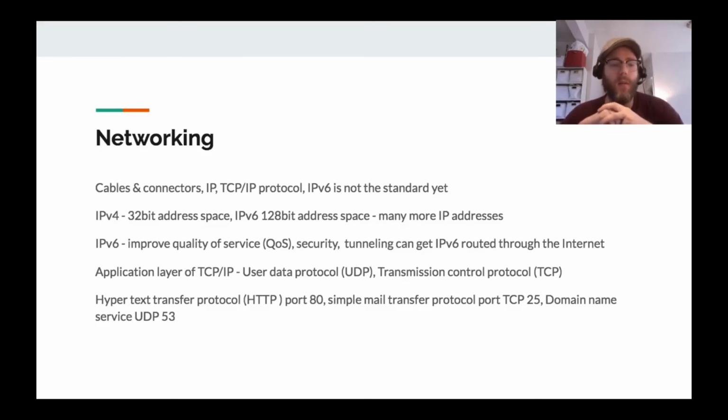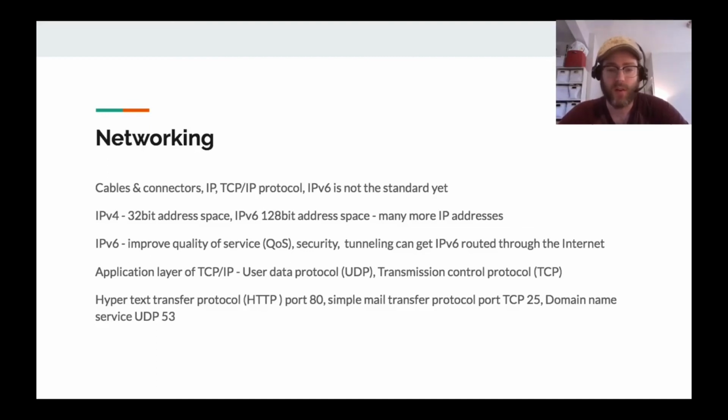Networking. You're going to have cables and connectors, obviously. You're going to have the TCP/IP protocol. Most devices are going to use IPv4, but they will also support IPv6, but IPv6 is not the standard yet. But it has a much bigger address space, so you're not going to run out of addresses, which is why they went to IP version 6, because the internet is running out of IP addresses with IP version 4. IP version 6 has some improvements as well, like quality of service and better security.